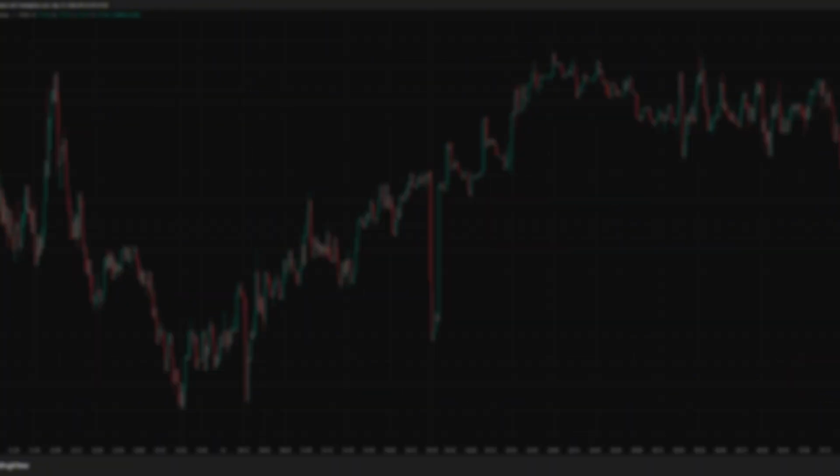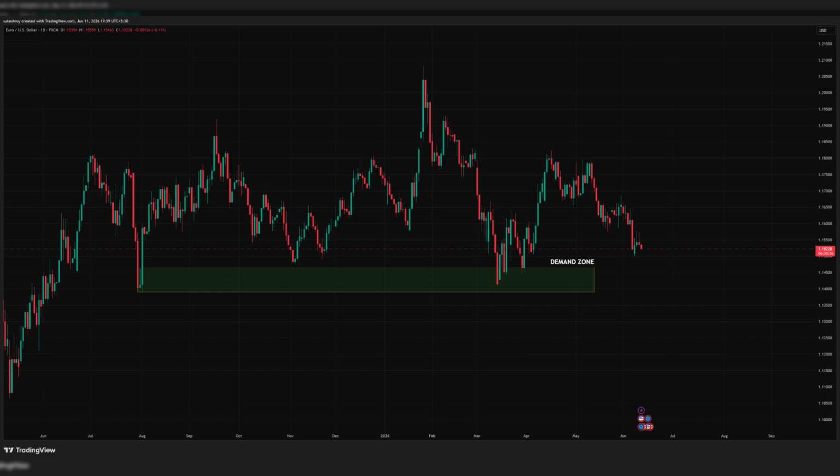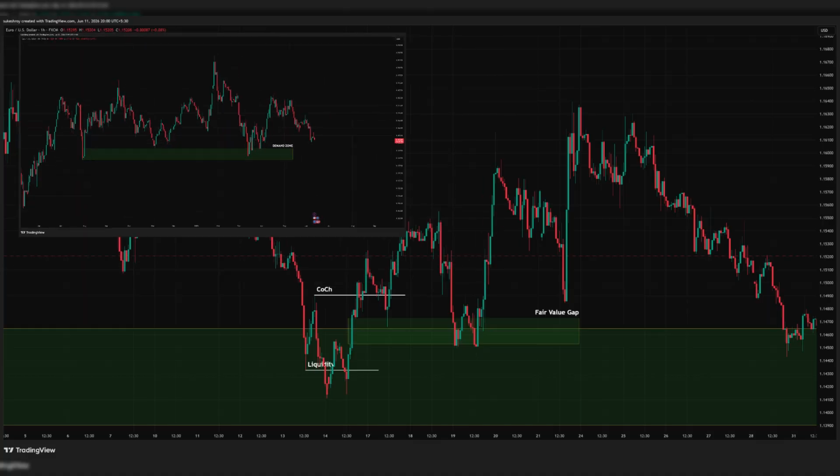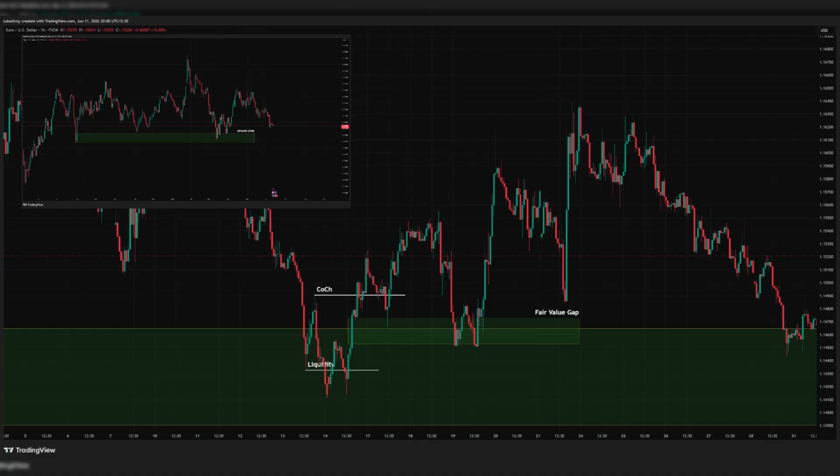Three, it helps optimize entries. Another huge advantage of multi-time frame analysis is precision. Let's say you want to buy from a higher time frame demand zone. If you enter immediately at the top of the zone, your stop loss may need to be very wide. Instead, you can drop to a lower time frame and wait for confirmation. Maybe price forms a change of character. Maybe liquidity gets swept first. Maybe structure shifts bullish. That confirmation can help you enter at a much better price with lower risk. And more importantly, it gives you confidence in the trade.